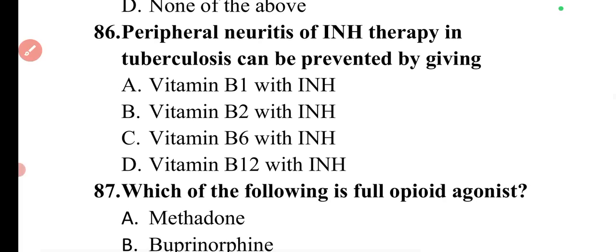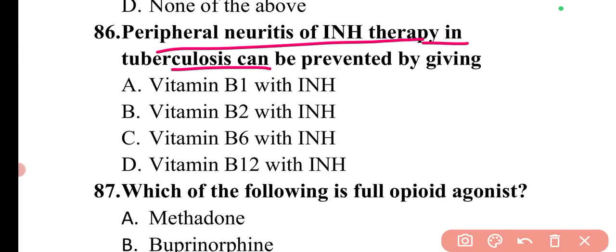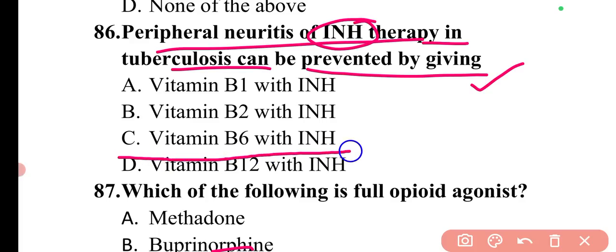Next question is, peripheral neuritis of isoniazid therapy in tuberculosis can be prevented by giving. So by using INH, that is isoniazid therapy, if a person is having peripheral neuritis condition which is due to the use of isoniazid, that is basically due to the absence of vitamin B6 or lesser availability of vitamin B6. So by supplementing isoniazid with this vitamin, the peripheral neuritis condition can be prevented.